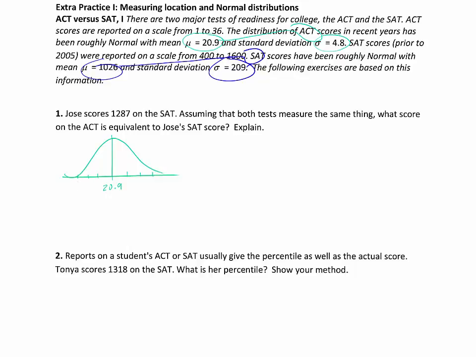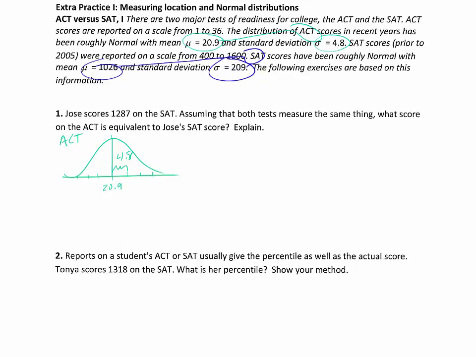Remember, 99.7% of all the area lies within 3 standard deviations from the mean. And so we know S is 4.8. So this distance right here, 4.8. So you could just keep adding 4.8 and you'll get these particular scores. Now, I don't know if we need those scores to answer this question. I think it's just nice to know the situation. So that was the ACT.